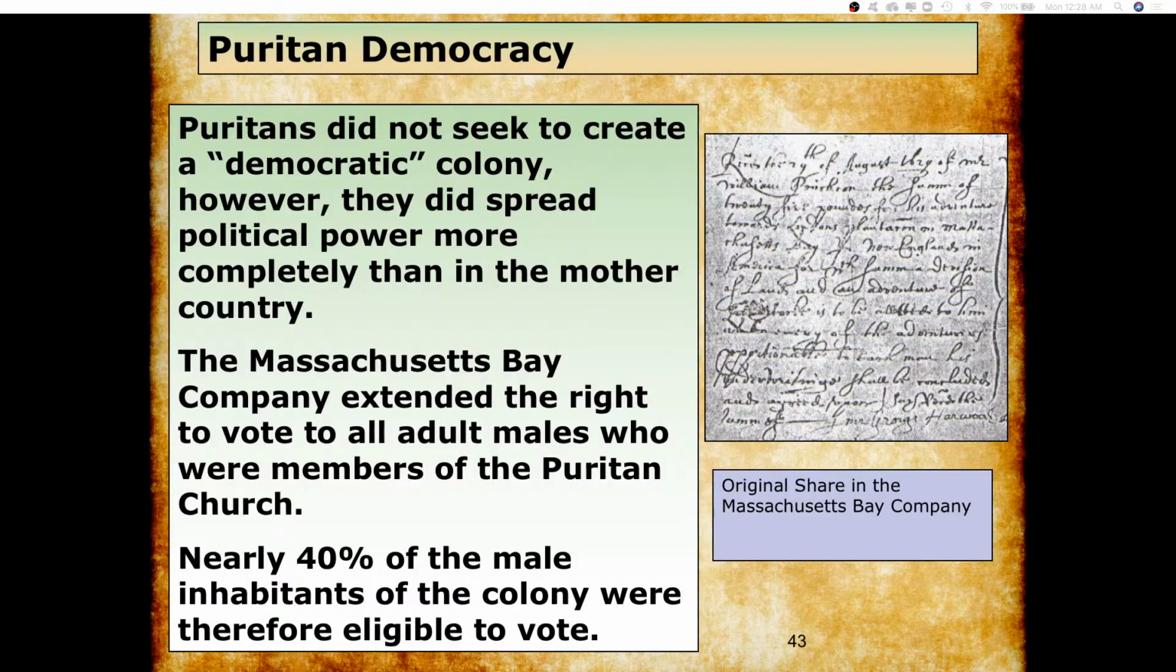All right, these guys don't want to seek a democratic colony, but they're going to extend more political power to their colonies than anywhere else in the New World at that time. Even the southern colonies have already restricted voting to property holders. Puritans are going to extend voting to all adult male church members. Well, white adult male church members.